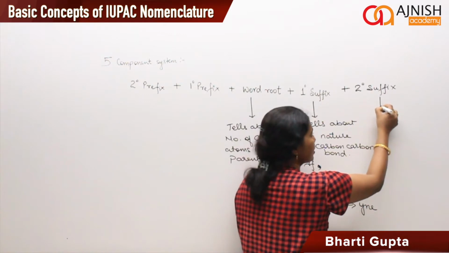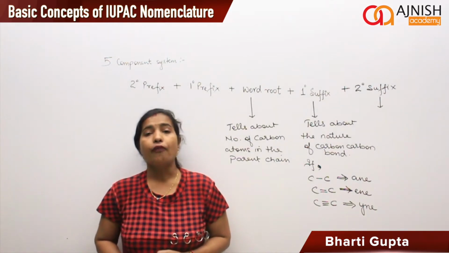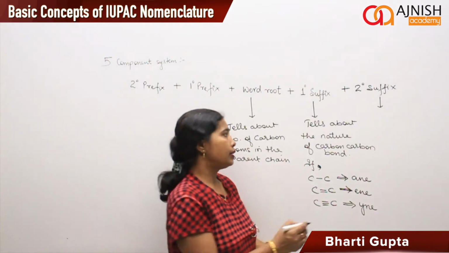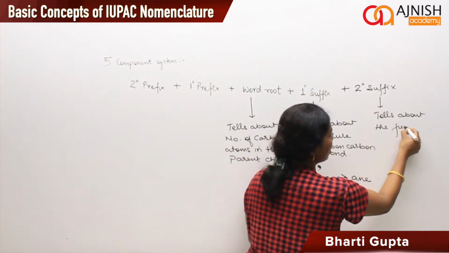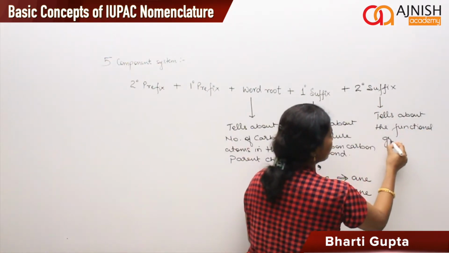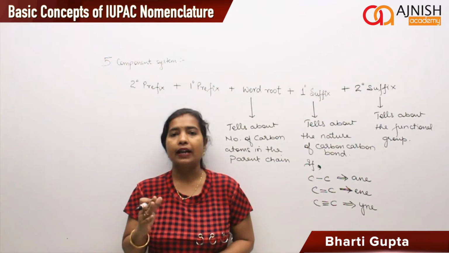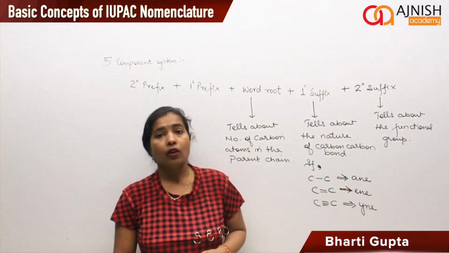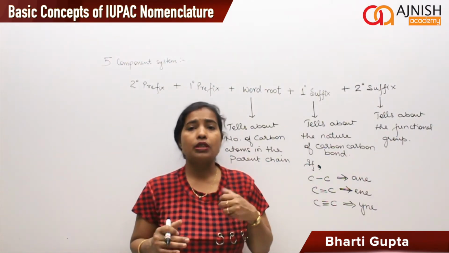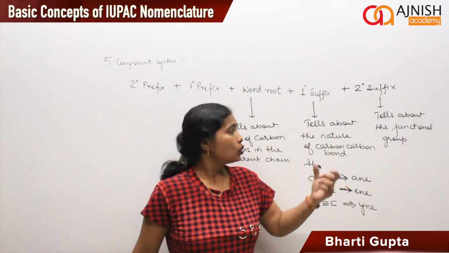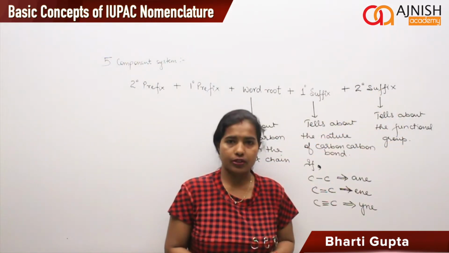Now, what does the secondary suffix tell about? The secondary suffix in the compound tells about the functional group present in the compound. In my previous videos in the basic understanding of organic chemistry, there is a video about functional groups, from where we can learn what functional groups are. We know functional groups are an atom or set of atoms which decide the chemical behavior of a compound. So the functional group in a molecule is depicted by the secondary suffix.